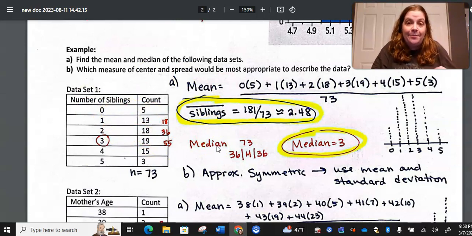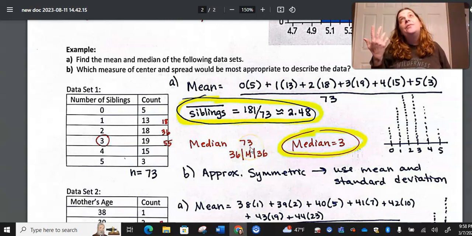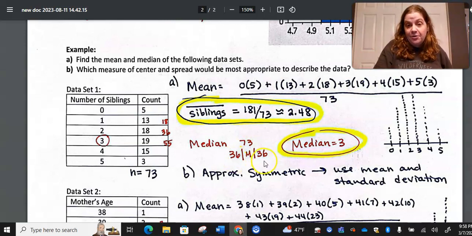of these numbers lined up in a row. So I have 5 zeros and 13 ones and 18 twos all lined up in a row. And I know that there are 73 numbers. So to find the middle number, that's an odd one. So let's think. If I take one away, that's 72. Half of 72 is 36. So if I have 36 on the left and 36 on the right, there's 72 numbers, and there'd be 1 in the middle. So what I'm looking for is where is number 73? No, sorry, where is number 37?